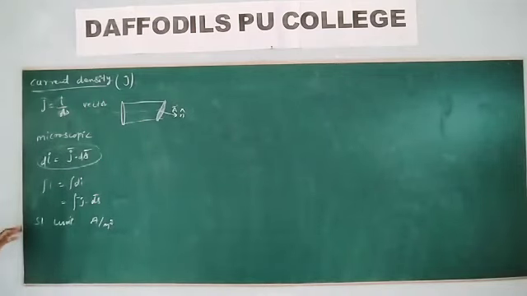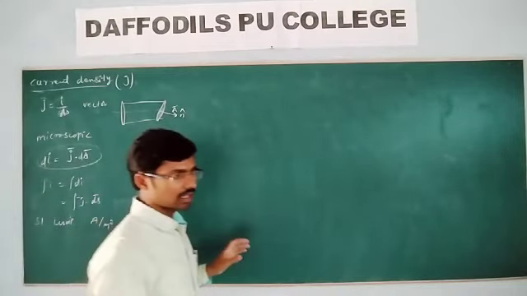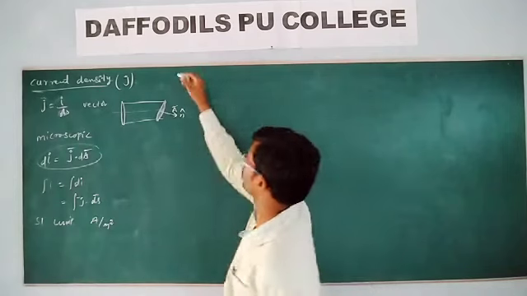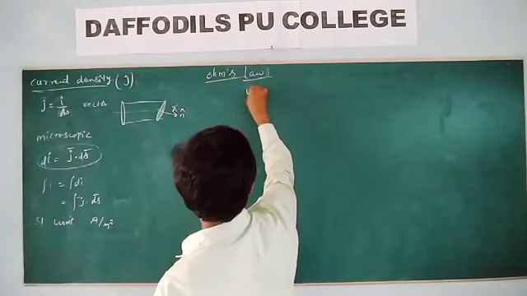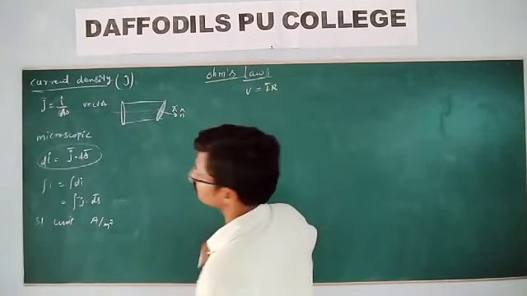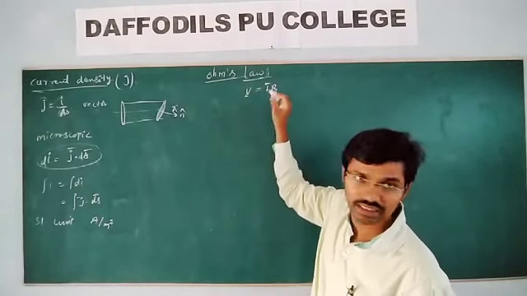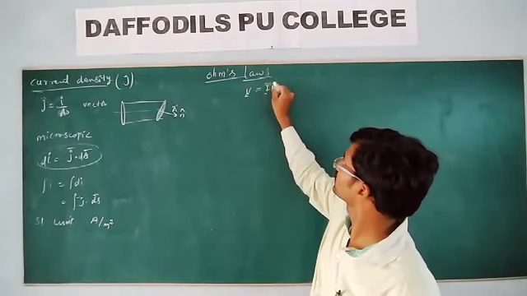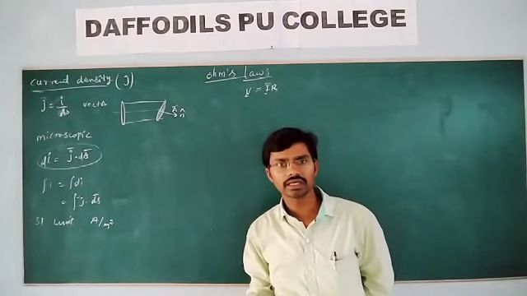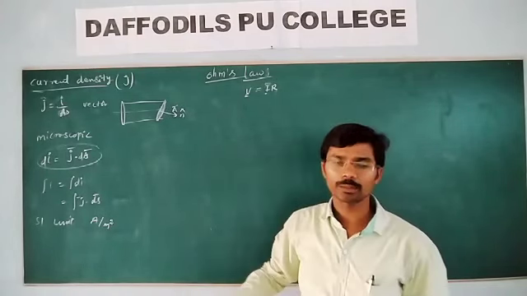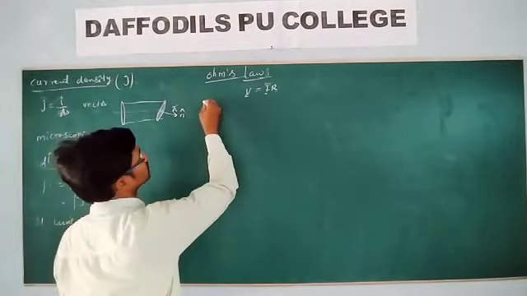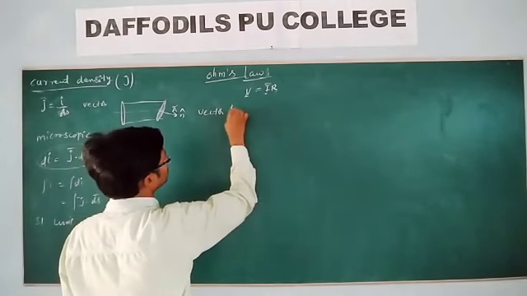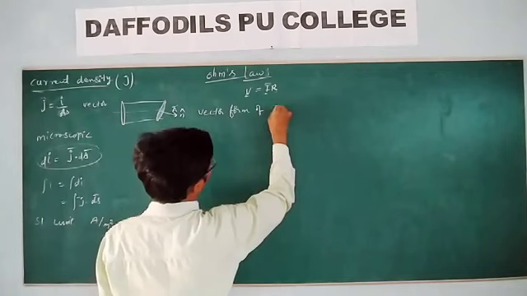Now remember V is equal to IR from Ohm's law. Here V is the potential difference, I is the electric current and R is the resistance. All are in scalar form. But let me derive the expression for Ohm's law in vector form.